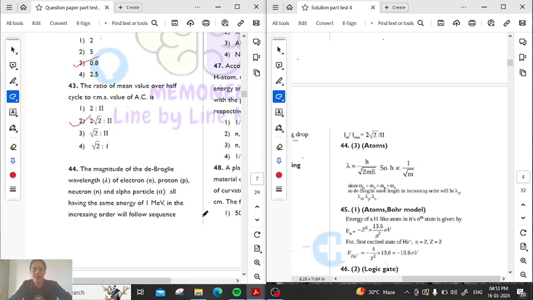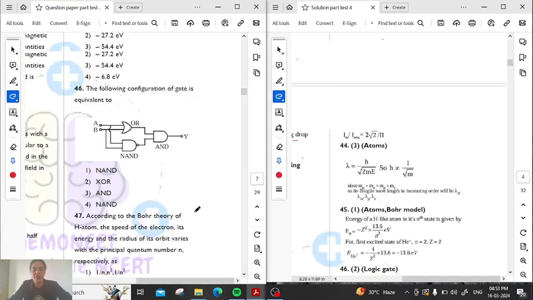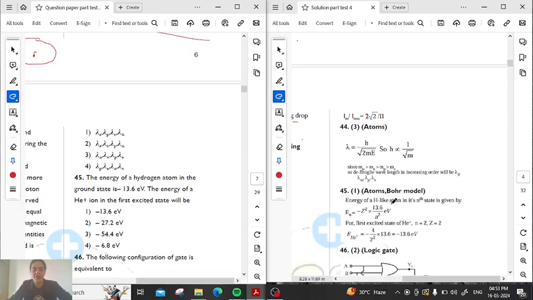So in that case, lambda is equal to h by root 2mE, so lambda is inversely proportional to 1 by root m. Since m alpha is greater than m n and m p, the de Broglie wavelength is in increasing order, so that means option number three is the correct answer.